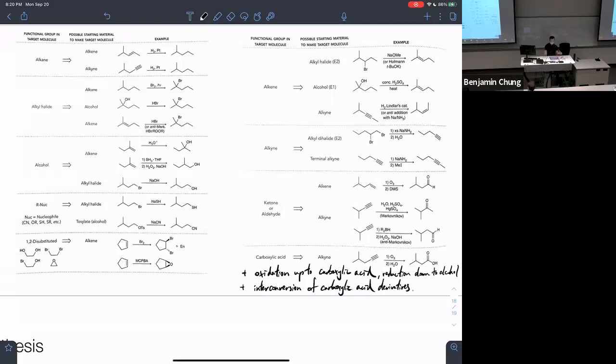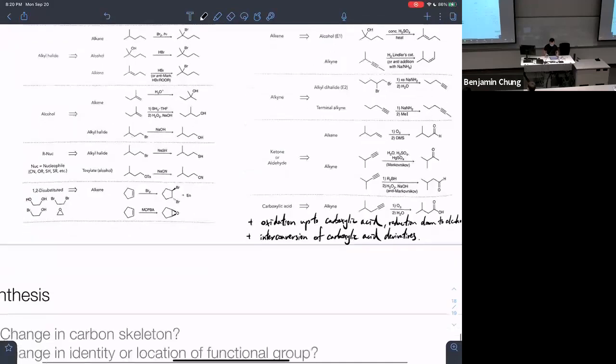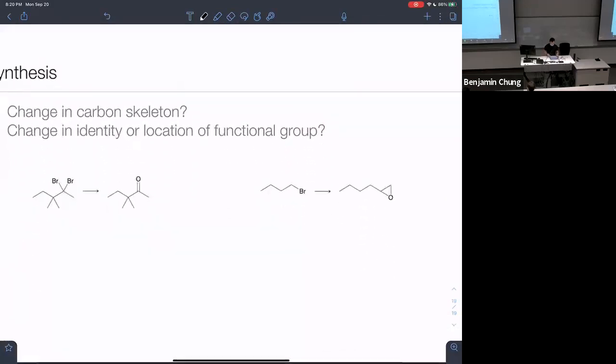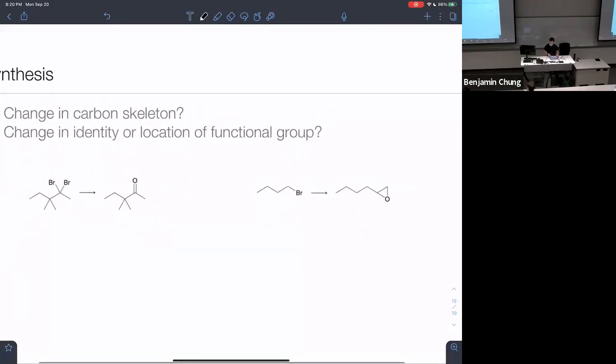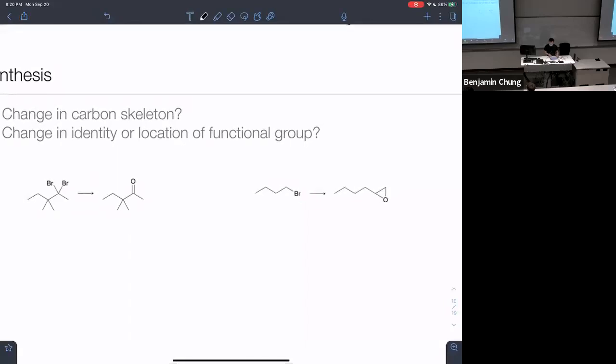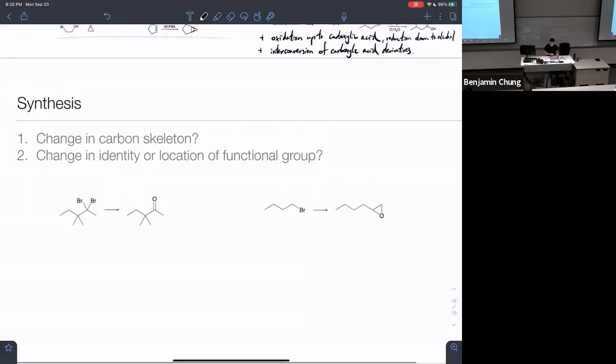So that is essentially the toolbox that you have to work with whenever you are conjuring up some syntheses. I have some practice problems here for you to try out, basically how you can generate these compounds from the respective starting materials.